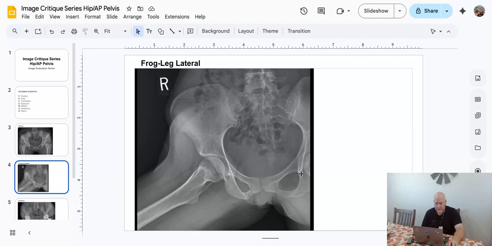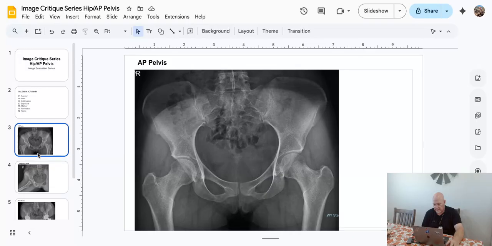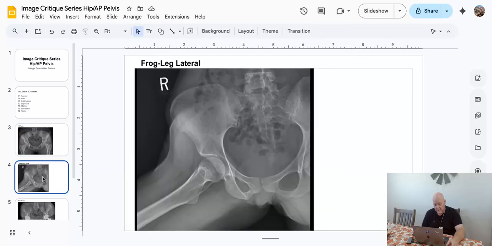But very, very nice frog leg lateral. This is what you want to see. Okay. This is actually a really, really nice hip x-ray. Our AP, we've got everything we need to see there. And our frog leg lateral, we've got everything we need to see here. Okay. And I just wanted to note that if you have a patient that has had a total hip arthroplasty and has a hip prosthesis, you need to make sure that you're including the entire prosthetic on your picture, even if that means you need to take another picture.